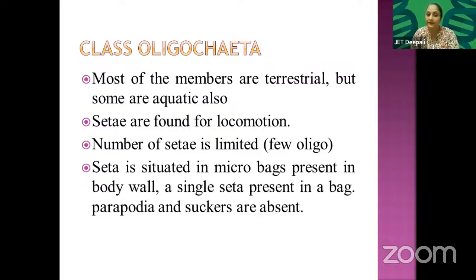Seta is situated in microbags present in the body wall. A single seta is present in a bag. Parapodia and suckers are absent. They don't need suckers because they don't want to suck the blood of anyone. They are not infecting or harming a human. They are mostly residing in the soil. They are happy with that.